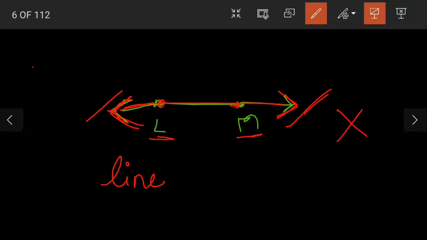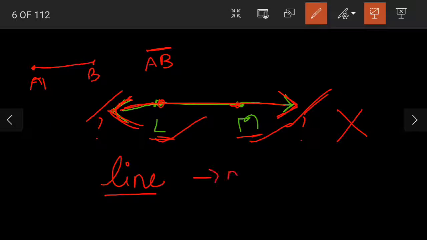But how do we name our line? For a line segment, for example, if we take this line segment AB, how did we name it? We named it using the endpoints AB, and we drew a line over it to say that it is line segment AB. Now how will we do it with a line? A line has no endpoints. So to name our line, we will consider any two points on the line. For example, we have point L and point M. Understood, children?